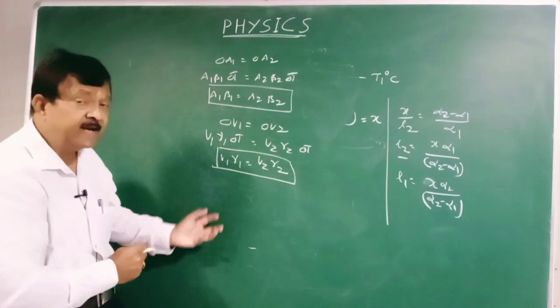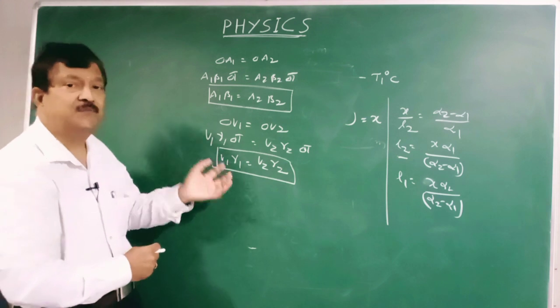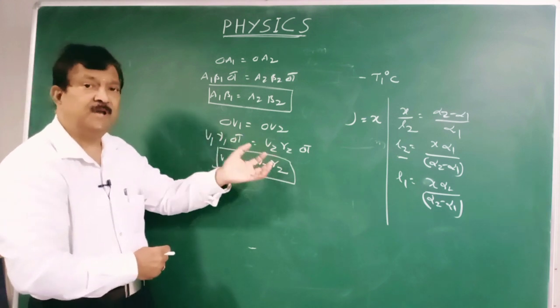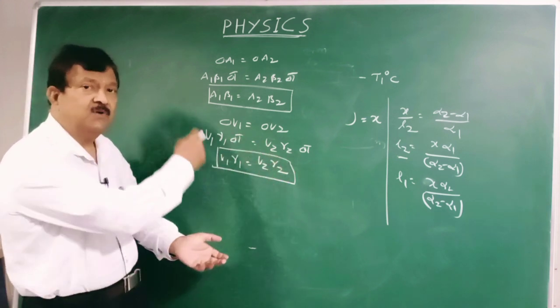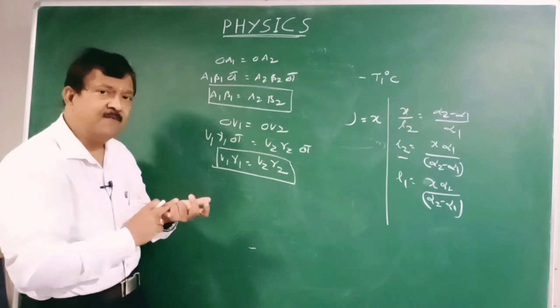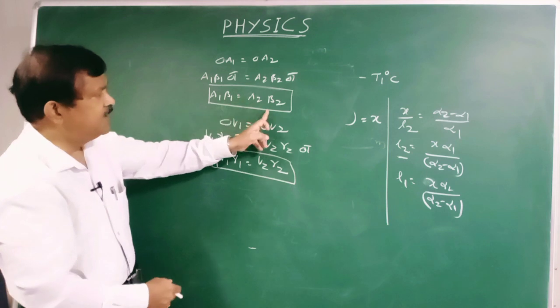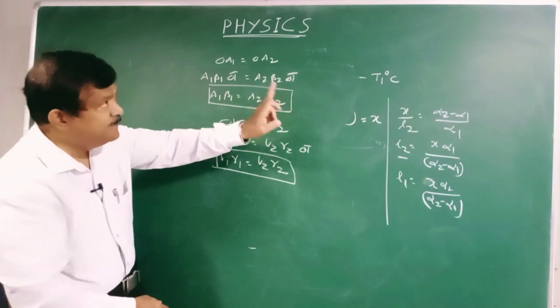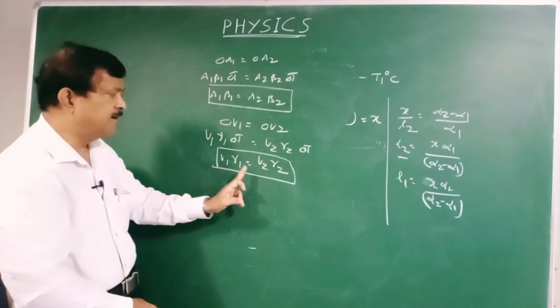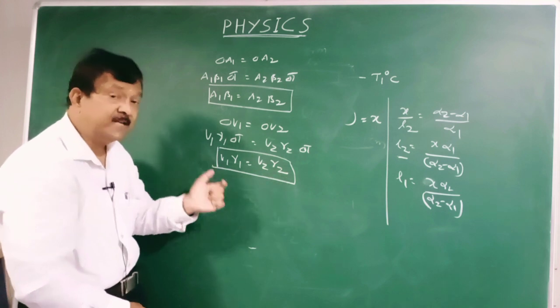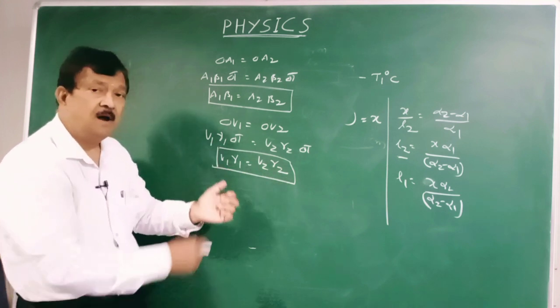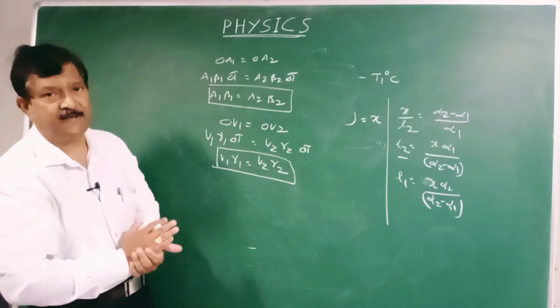So all these three conditions are definitely useful when we are solving the numericals related to these expansions. L1 alpha 1 equal to L2 alpha 2 for equal linear expansion. A1 beta 1 equal to A2 beta 2 for equal expansion of area. V1 gamma 1 equal to V2 gamma 2 for equal expansion in volume. All these conditions are very much important.